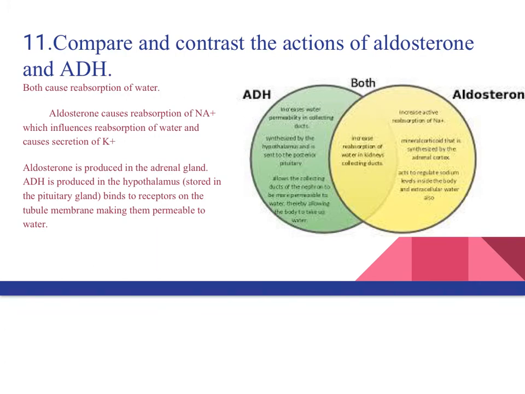Comparing and contrasting ADH and aldosterone, they both have to do with reabsorbing water. So they're both used when your blood volume is low or when you're dehydrated. Aldosterone works slightly differently in that it is going to first absorb sodium, and then water follows salt. So by absorbing sodium, it absorbs water, and at the same time it's going to secrete potassium. Aldosterone is produced in the adrenal gland. So when the body recognizes that you are low in blood volume, ADH is going to be produced in the hypothalamus, and the aldosterone will be produced in the adrenal gland.